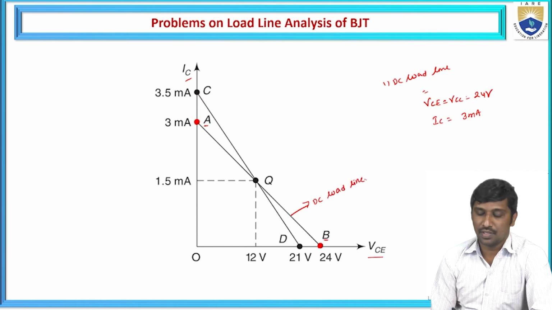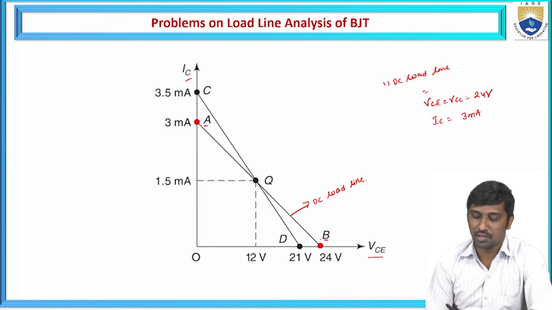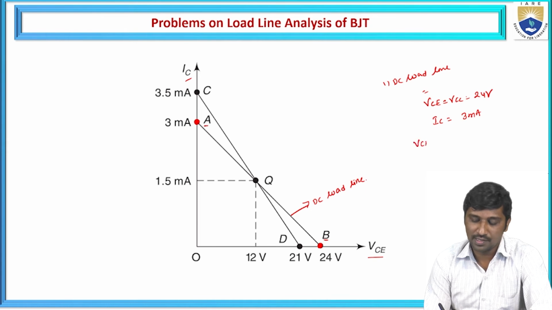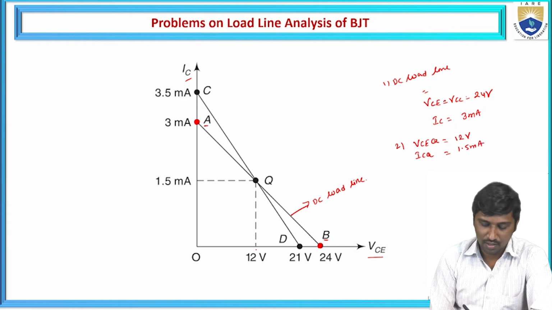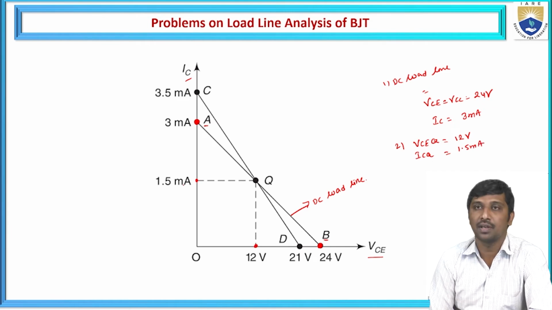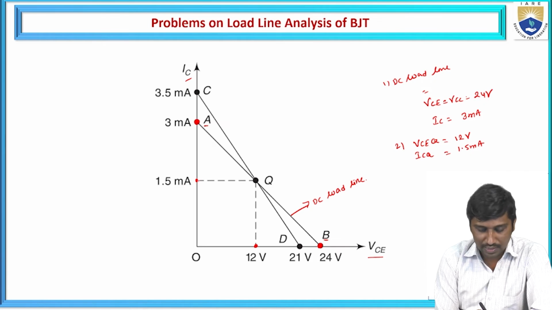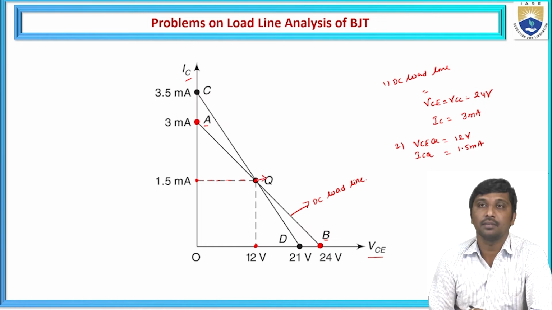And similarly, after that, we need to find out the Q point. What is the Q point we observed? VCEQ, second case, and we observed ICQ. VCEQ means the center of the DC load line, that means 12 volts, and ICQ means the center of the collector current, which is 1.5 milliamperes. So we place this 12 volts and we place this 1.5 milliamperes. The intersection of this point on a DC load line is nothing but the Q point.